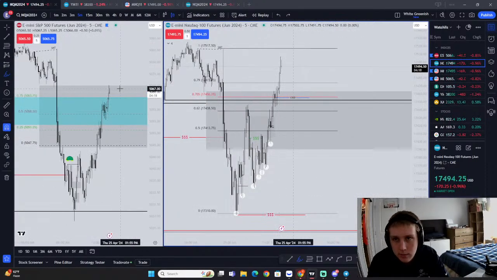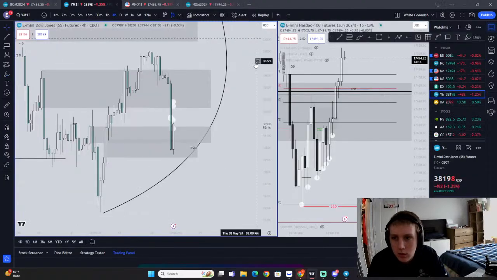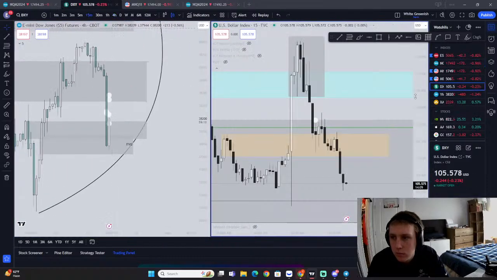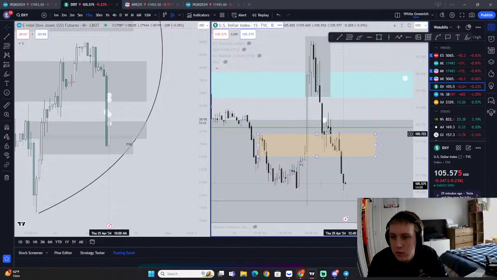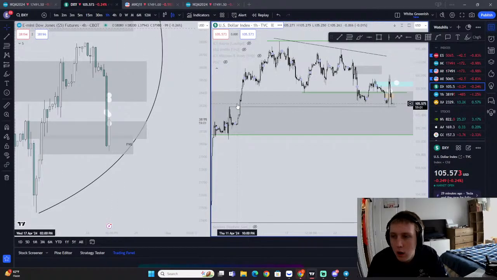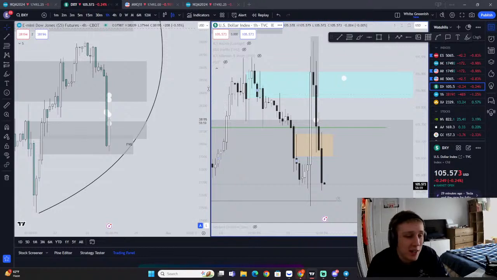And let's look at DXY as well. What's DXY doing? DXY isn't holding this breaker, so that's interesting. All right, so with that being said, I don't know what the market wants to do, so I'm not gonna trade it.